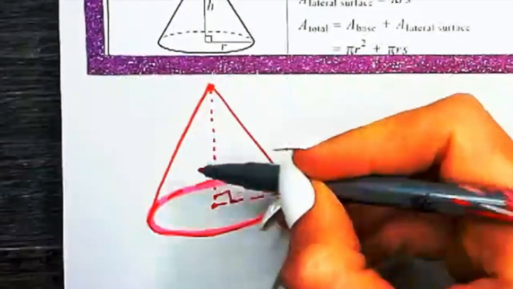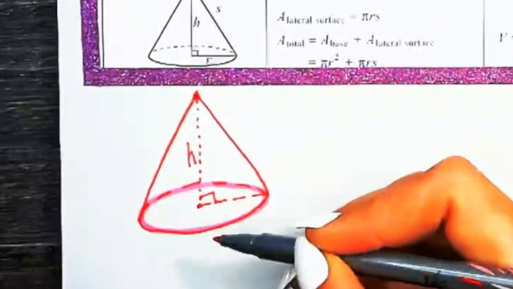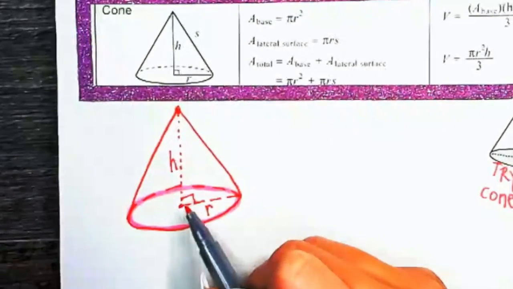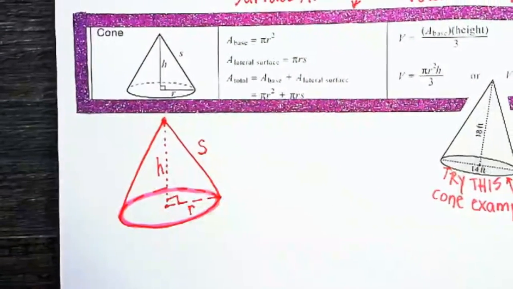The H stands for height, and like I said, the height connects the apex to the center of the base. R stands for radius, which is the fixed distance between the center of the base and its circumference. And S actually stands for slant height.